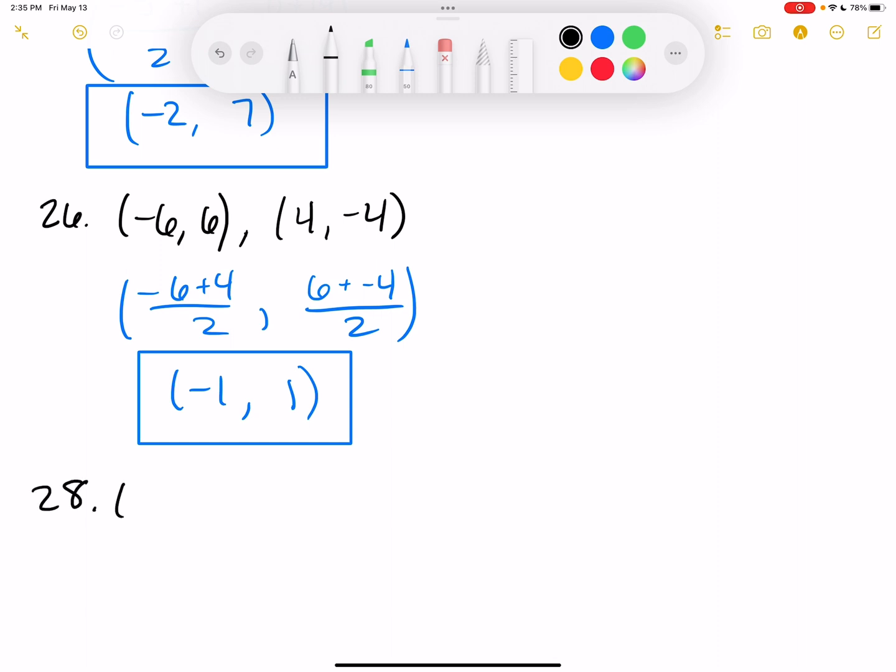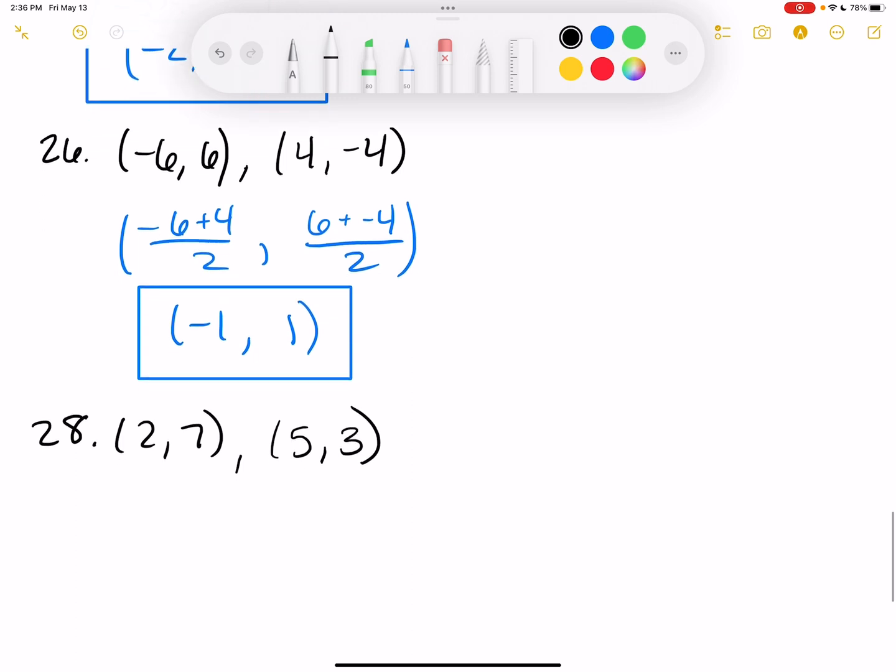2, 7, and 5, 3. Try this one on your own. Do it on our own? Yes. Finally, I can keep up. Well, you gotta catch up to keep up. Yeah, I did catch up on that. I turned in 6. That's why I got the right answer.